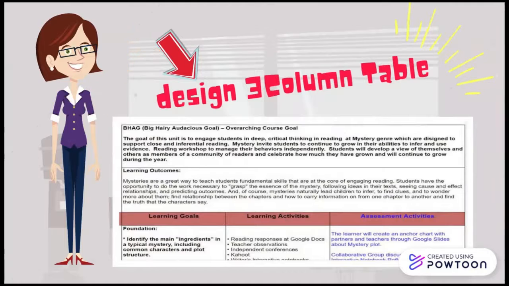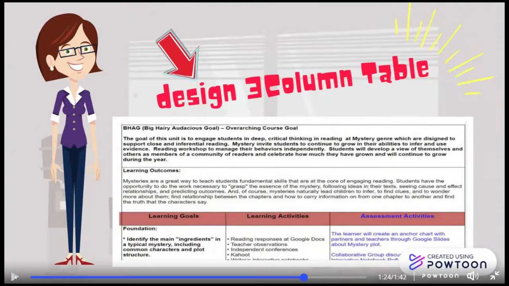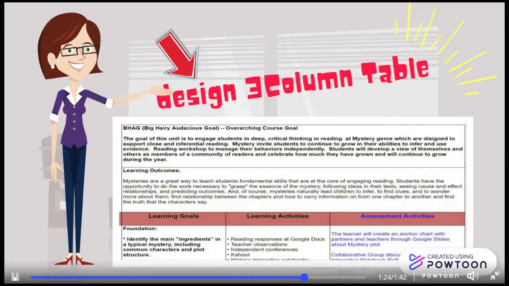The goal of this unit is to engage students in deep, critical thinking in reading fiction and mystery genres, which are designed to support close and inferential reading. Fiction and mystery books are a great way to teach students fundamental skills that are at the core of engaging reading. Students have the opportunity to do the work necessary to grasp the essence of the mystery, following ideas in their texts, seeing cause and effect relationships, and predicting outcomes.